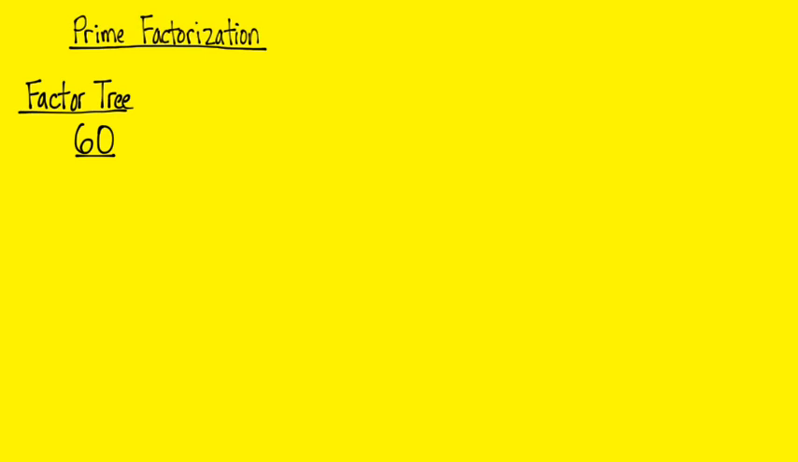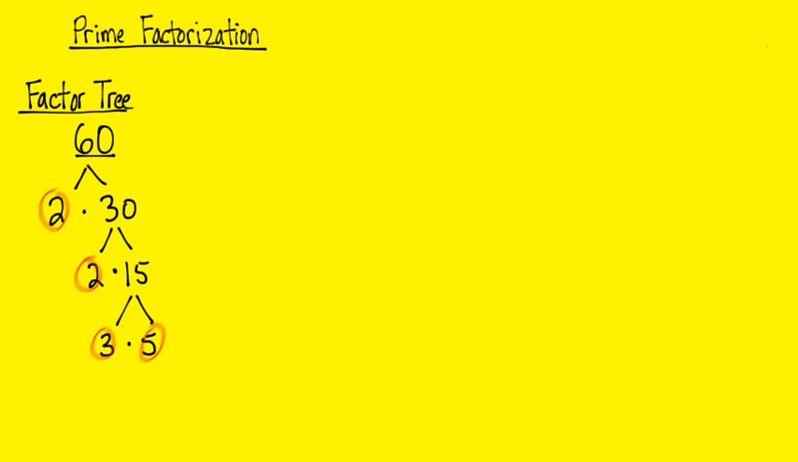If I start with 60 and I look at the things that multiply to equal 60, the easiest way to do this is just divide by 2. So 2 times 30 is 60, and then 2 is a prime number, so we're done on that side of the tree. 30 can be divided by 2, and it's 2 times 15. Again, 2 is a prime number, so we're done. But 15 is 3 times 5. 3 is prime and 5 is prime. And now we have got it down to prime factorization.